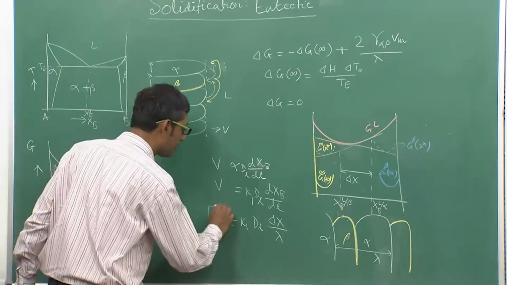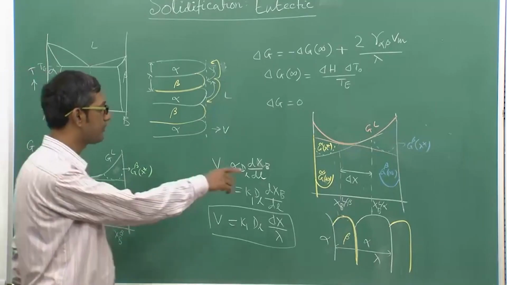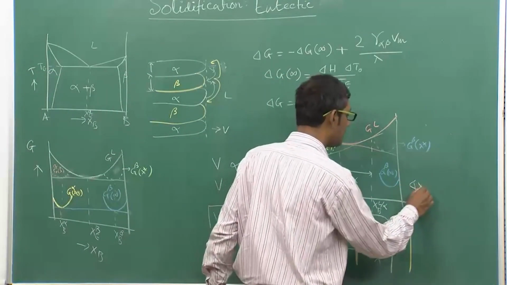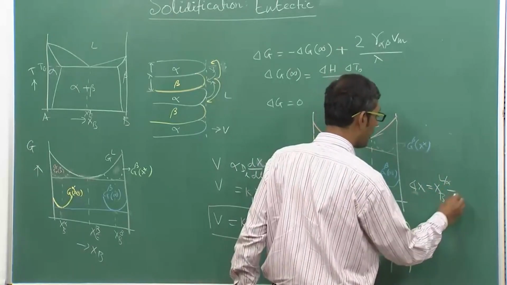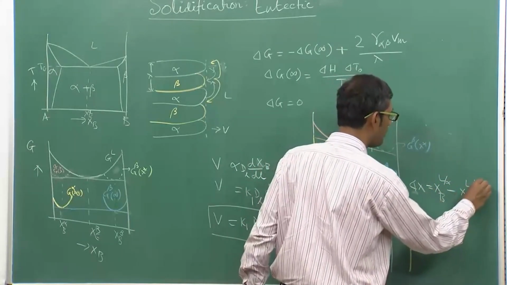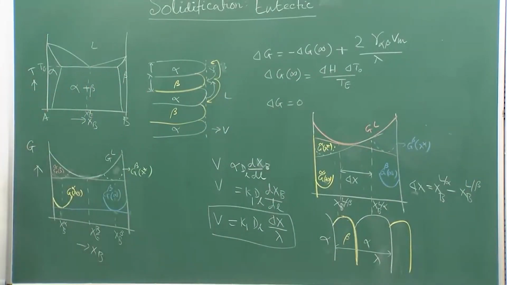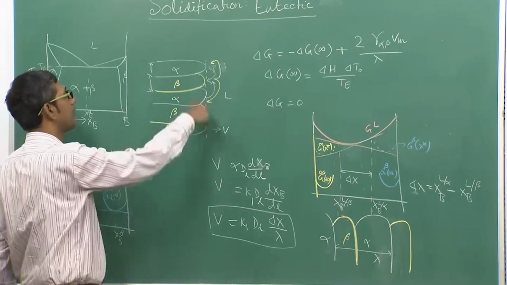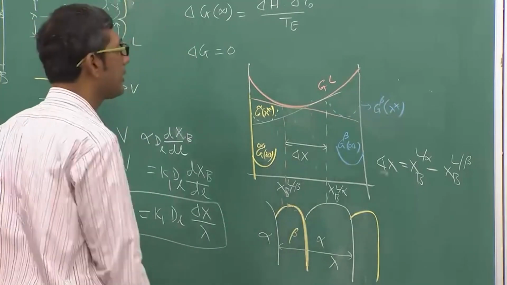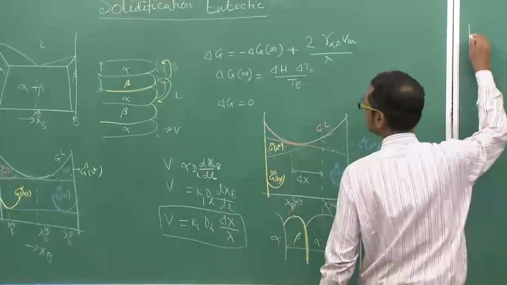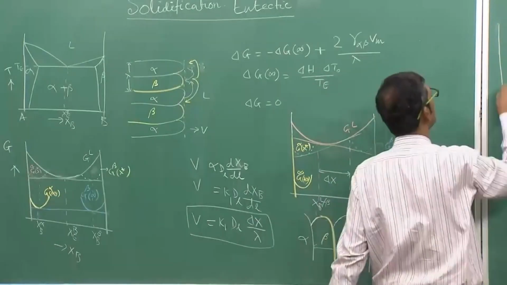So V is equal to a constant K1 multiplied by DL into delta x, where delta x is the compositional difference. Delta x is nothing but, we can write, x liquid alpha interface minus x liquid beta interface. That is the compositional difference which is driving the diffusion to happen sideways. So now, as you know from the phase diagram, you can actually do that. If I have drawn only the phase diagram, well, let me draw only the important part.